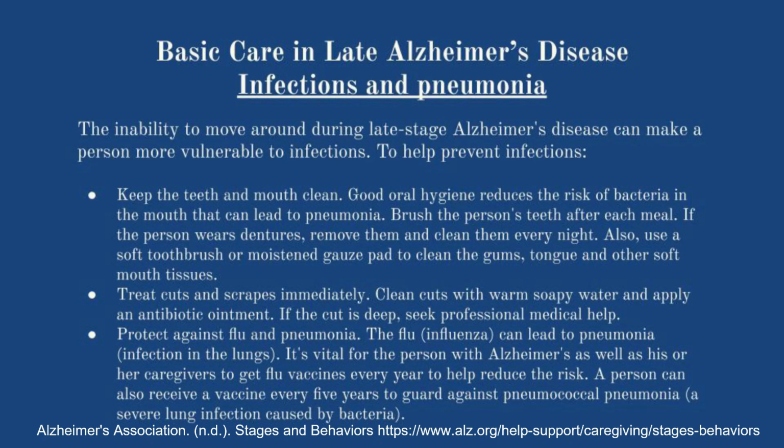Another thing to think about are infections and pneumonia. The inability to move around during late-stage Alzheimer's can make a person more vulnerable to infections. To prevent this, keep the teeth and mouth clean. Good oral hygiene reduces the risk of bacteria in the mouth that can lead to pneumonia. Brush the person's teeth after each meal. If a person wears dentures, remove them and clean them every night. And also use a soft toothbrush or a moistened gauze pad to clean the gums, tongue, and other mouth tissues.